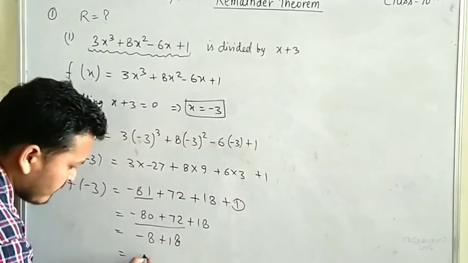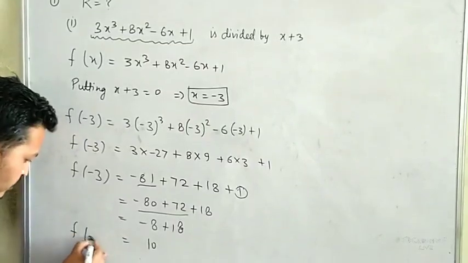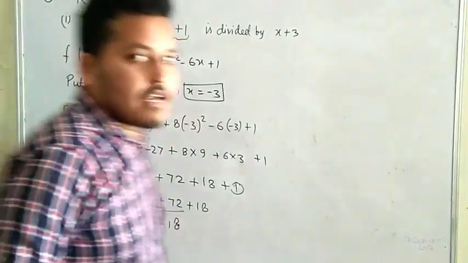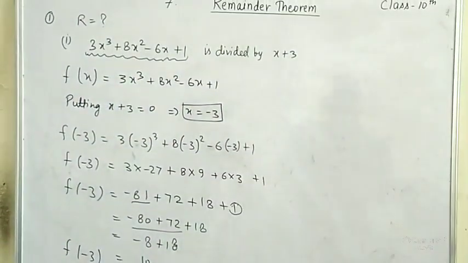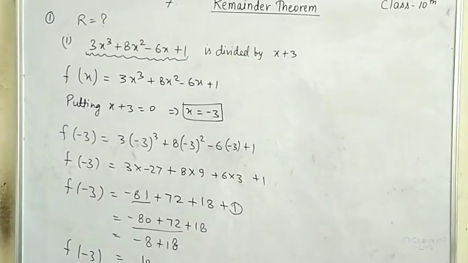So then at last we will get our answer. f(-3) is equal to 10. So what is the remainder of the given question? The remainder of the given question is 10. Okay.